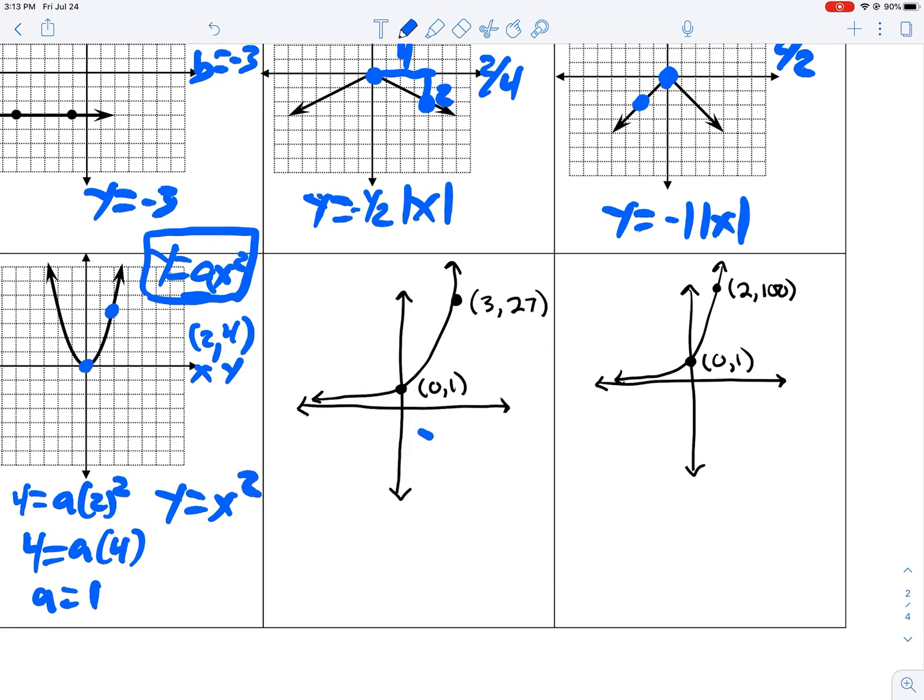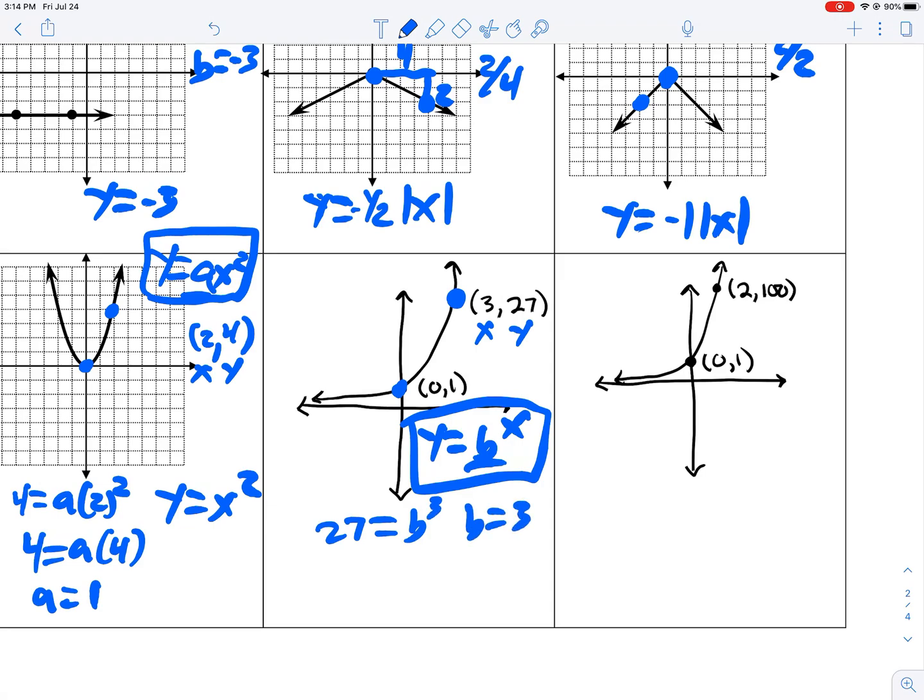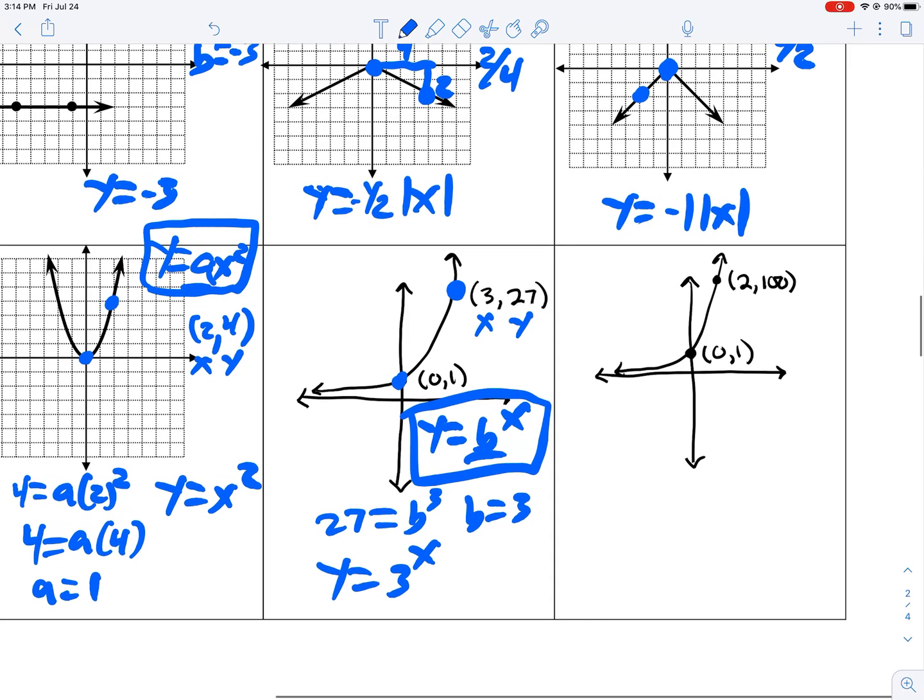And then your exponential, so y equals b to the x. So I need to figure out b, so I'm going to use this point. I use this point to get this part. I know it hasn't been shifted. You're going to see as we write equations later, they're going to be shifted. So this part in the box is going to change. So this is your x, this is your y. So 27 equals b to the third. So b is 3, because 3 cubed is 27. So y equals 3 to the x.